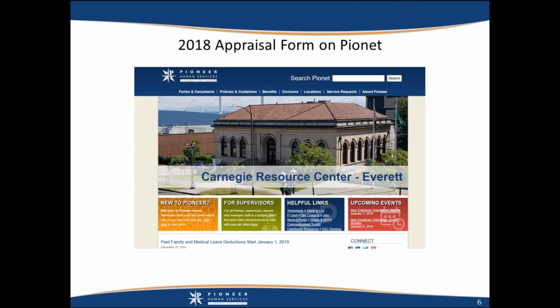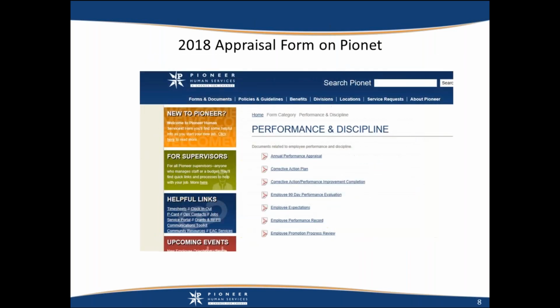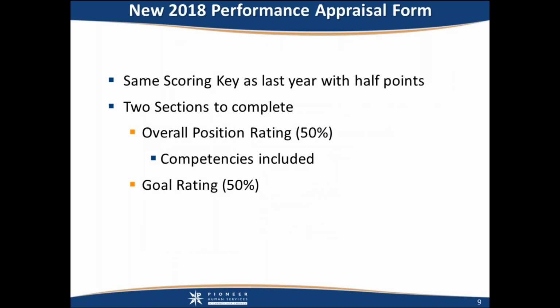The 2018 appraisal can be located on Pioneer by clicking on the Forms and Documents, and then clicking on the Performance and Discipline, and lastly clicking on the Annual Performance Appraisal. Please don't put appraisal in the search box, as we have some links out there that we are trying to remove, but I'm not sure they're gone and they may take you to another form. You know you are on the right appraisal form when you see the title of our appraisal form is 2018 Performance Appraisal at the top.